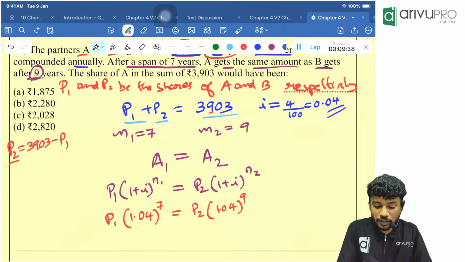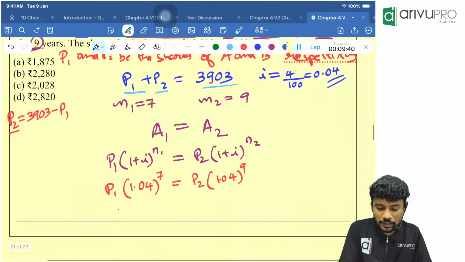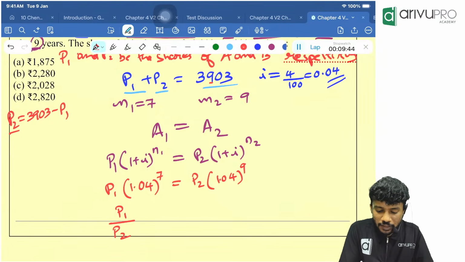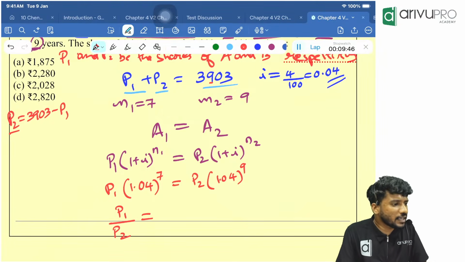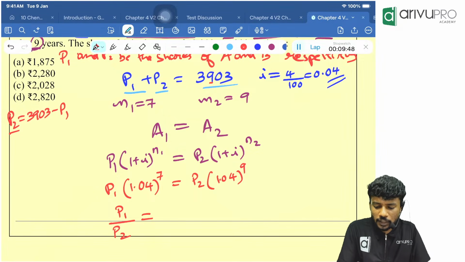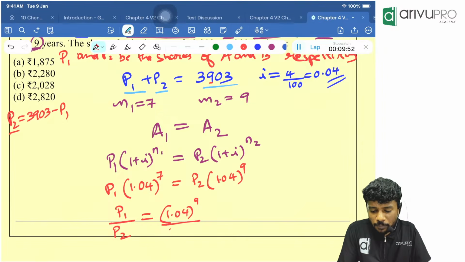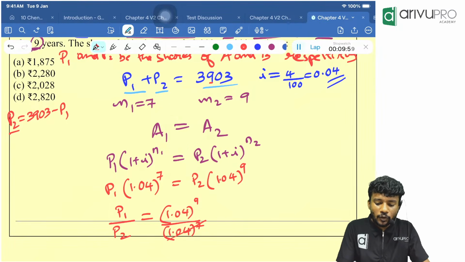Then I will substitute it here. That means I can write it as P1 divided by P2. Next step, I am writing one more step. P1 by P2 is equal to 1.04 the whole power 9 divided by 1.04 the whole power 7. Now, it will get cancelled. Who will remain?